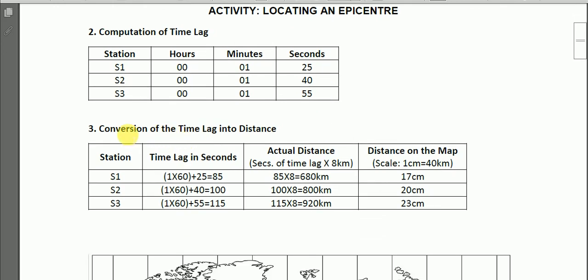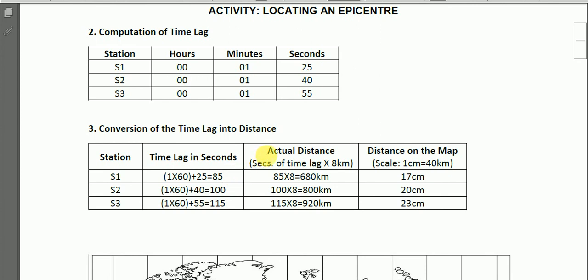After this we have to convert this time lag, which means time difference, into distance. How to do it? For station 1, we have to convert the minute into seconds. We have 60 seconds in a minute, so 1 multiplied by 60 plus 25 becomes 85. So the time lag in seconds for station 1 is 85.